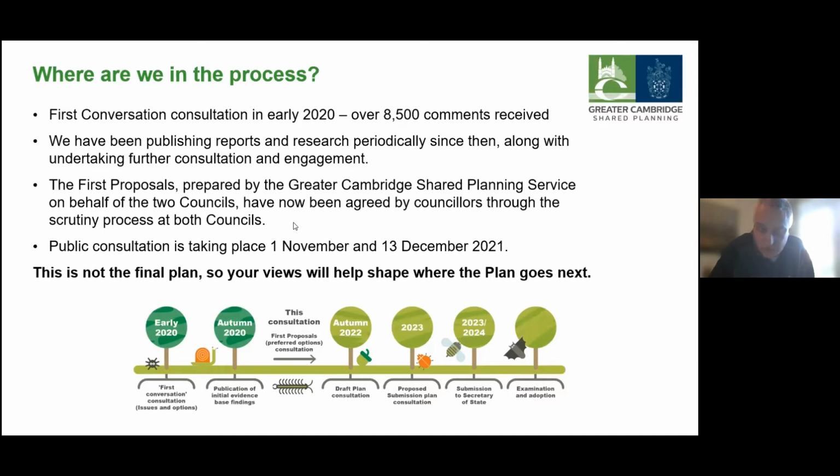We've also since then published some further research on the plan. Back in November last year, we published a series of studies that we've done to inform the plan, and some of the testing we've done on the choices that will be available to the plan.